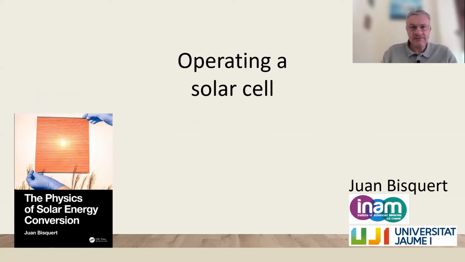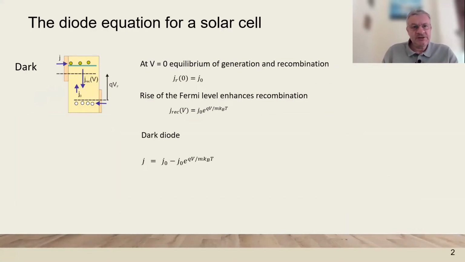Operating a solar cell. The solar cell operates on a diode structure in which we have a dark recombination current, J naught, and this is amplified by enhancing the voltage. We have then the thermal generation current opposed by a recombination current that increases. And this is the dark diode equation.